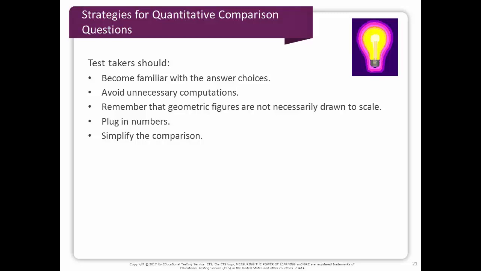Plug in numbers. If one or both of the quantities are algebraic expressions, you can substitute easy numbers for the variables and compare the resulting quantities in your analysis. Consider all kinds of appropriate numbers before you give an answer, e.g. 0, positive and negative numbers, small and large numbers, fractions, and decimals. If you see that quantity A is greater than quantity B in one case, and quantity B is greater than quantity A in another case, choose the relationship cannot be determined from the information given.